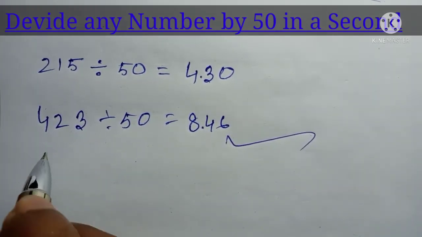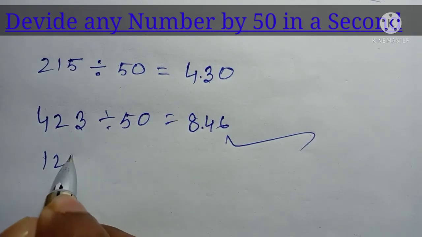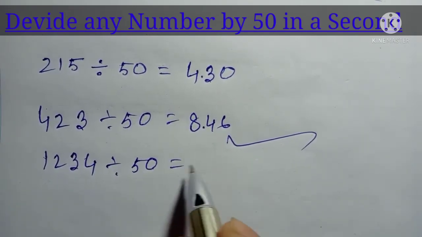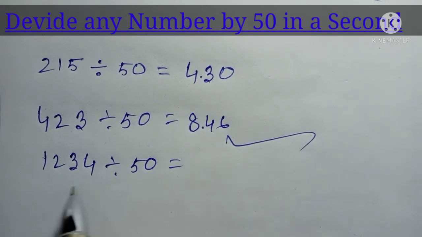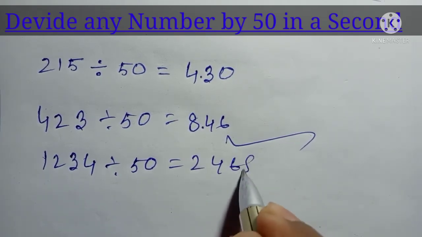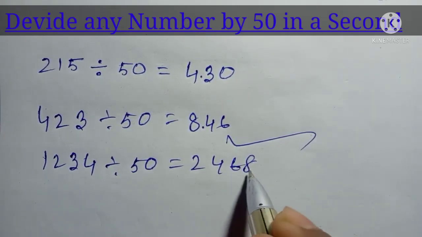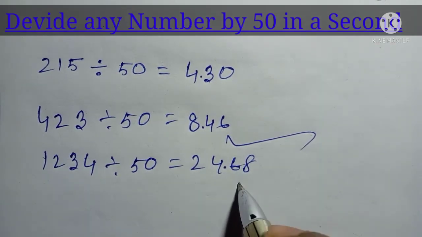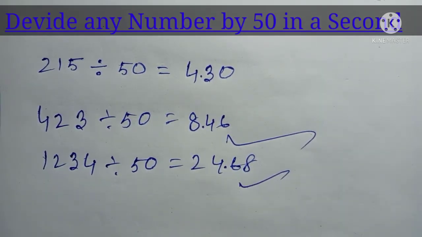Another example is like 1234, divided by 50. So what will it be? 1234 doubled will be 2468. Okay, and put a decimal here. So this is your answer. So it's a very easy trick.